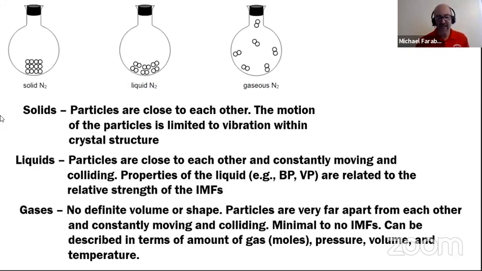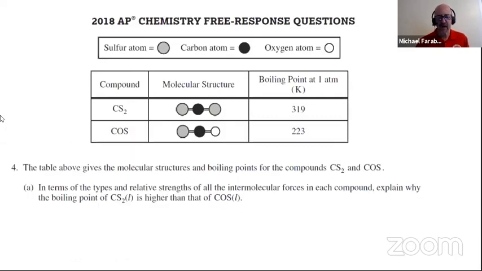With liquids, they are constantly moving and colliding, and they tend to be very close together, and their properties are related to the relative strength of the intermolecular attractive forces. With gases, there are minimal or zero intermolecular attractive forces, and we can describe a gas in terms of the amount of gas, pressure, volume, and temperature. On Monday, Mr. Byrne will talk about ideal gases and the ideal gas law, so more information about gases in the next lesson.